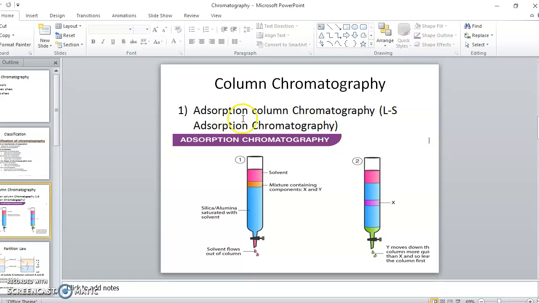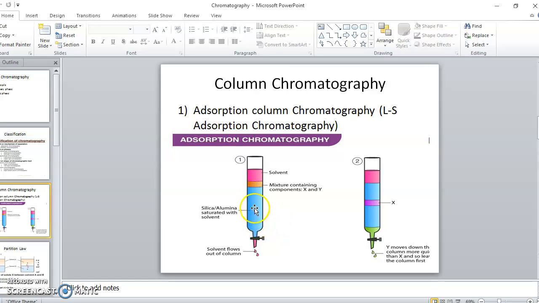Here we'll discuss first the adsorption column chromatography. Why is it called adsorption column chromatography? The stationary phase is prepared in a column manner while the mechanism of separation is adsorption. That's why it is called adsorption column chromatography. It belongs to the class of liquid solid adsorption chromatography, which means the mobile phase is a liquid while the stationary phase is a solid. So let us start discussing adsorption column chromatography.